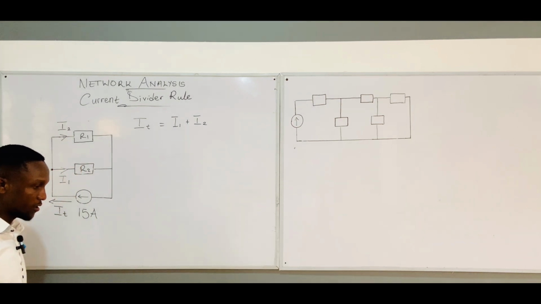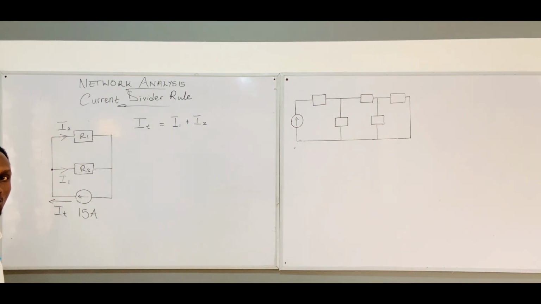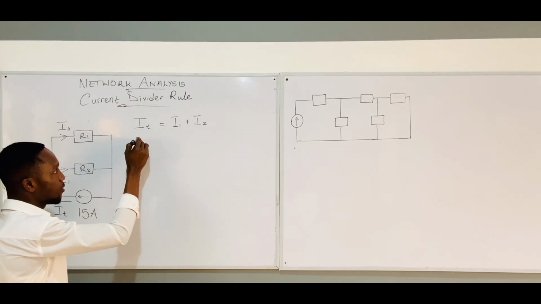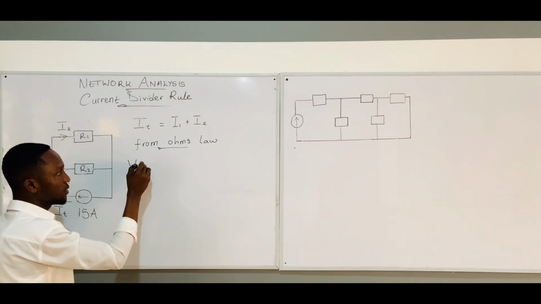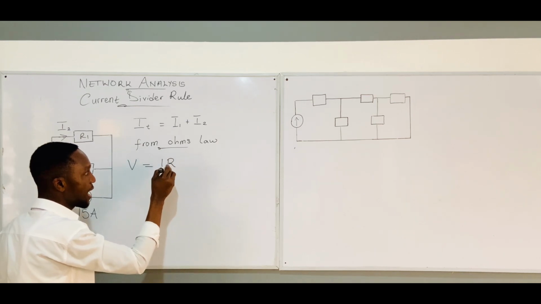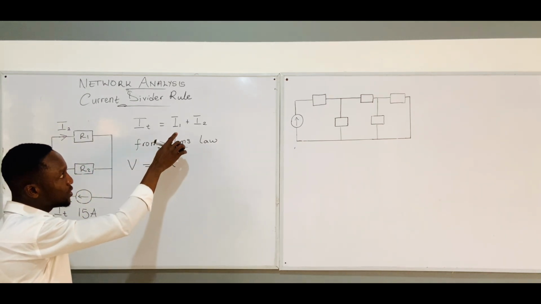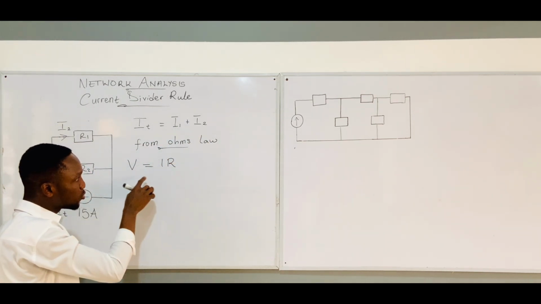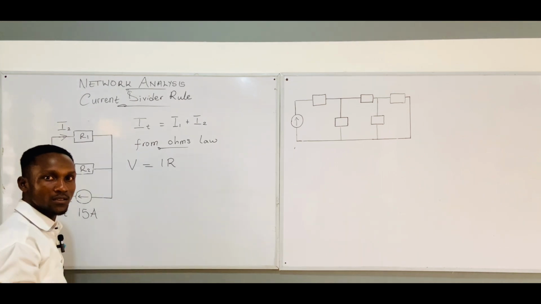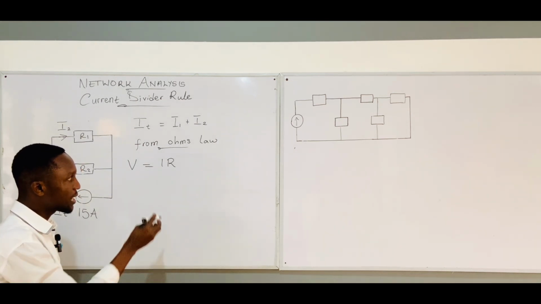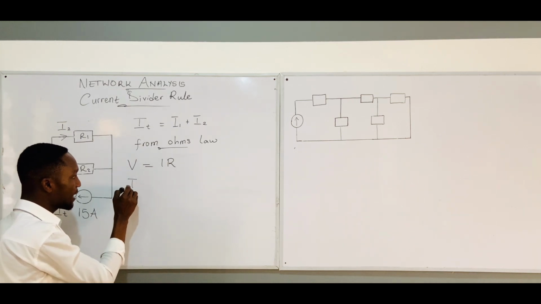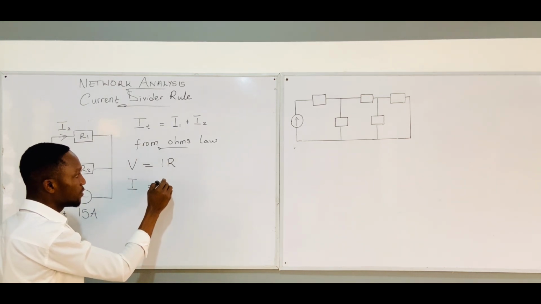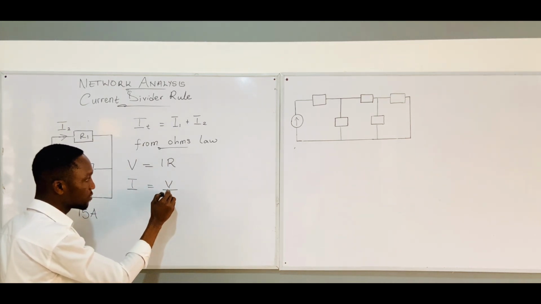Very good. Now let's go back to Ohm's law. From Ohm's law, we know that V is equal to IR. Now I am interested in I1 and I2, so let's make the current the subject of the equation. Once I make the current the subject of the equation, I'm going to get I equals V over what?